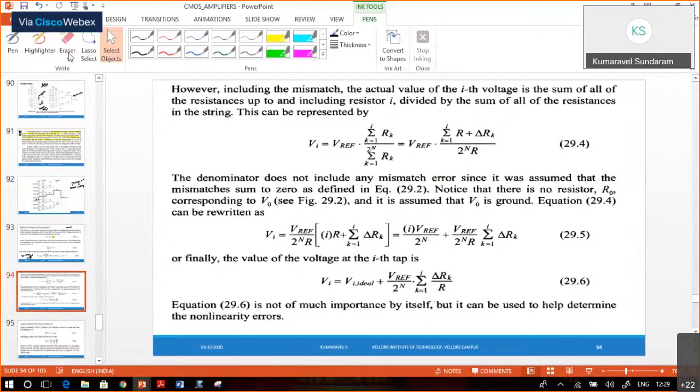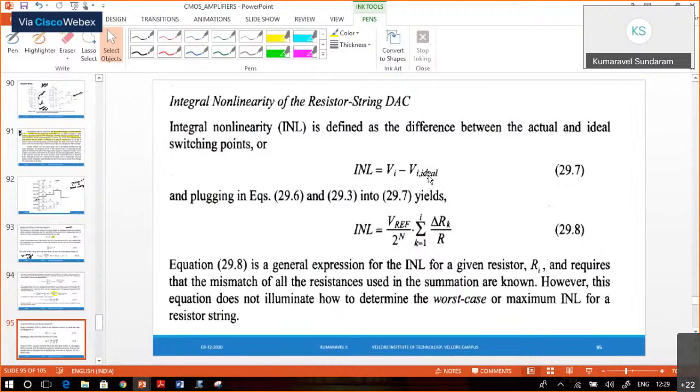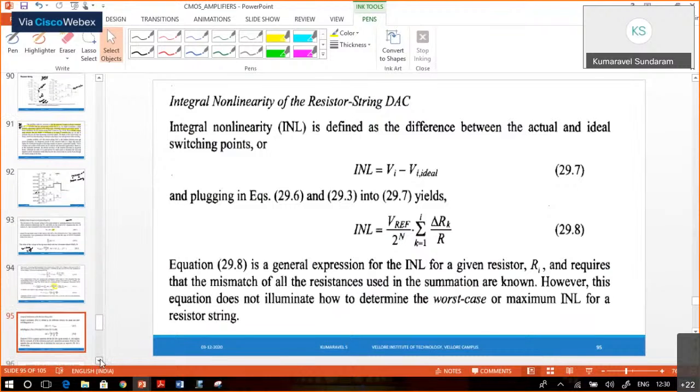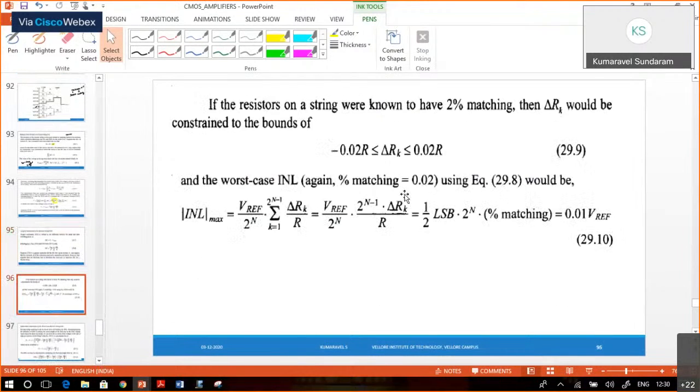I of Vref by 2 power n plus, expanding this equation, this part is the ideal. So VI is equal to VI ideal plus Vref times the mismatch term. So VI minus VI ideal is going to give you the DNL, right? Sorry, INL. INL is equal to VI minus VI ideal, which is Vref by 2 power n times sigma k equal to 1 to I of del Rk by R. This is the INL. This value we have fixed to be plus or minus 0.5 LSB. We have taken an example.